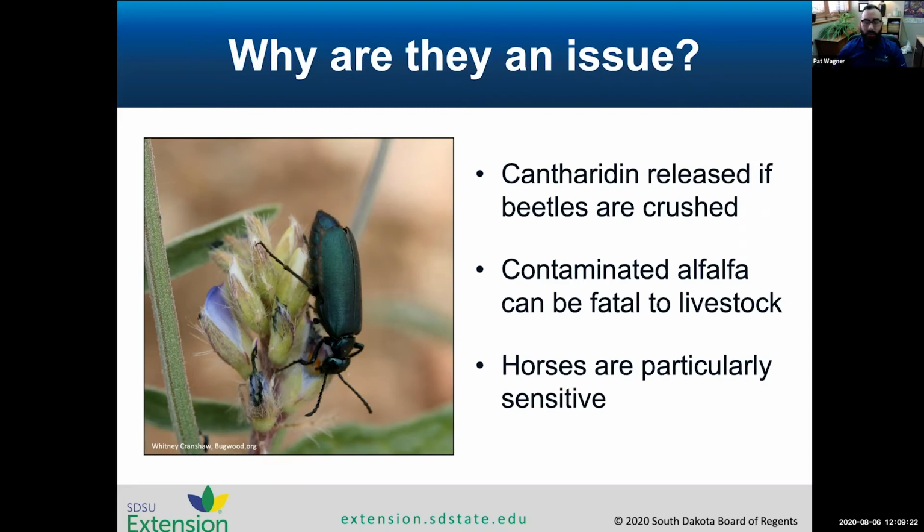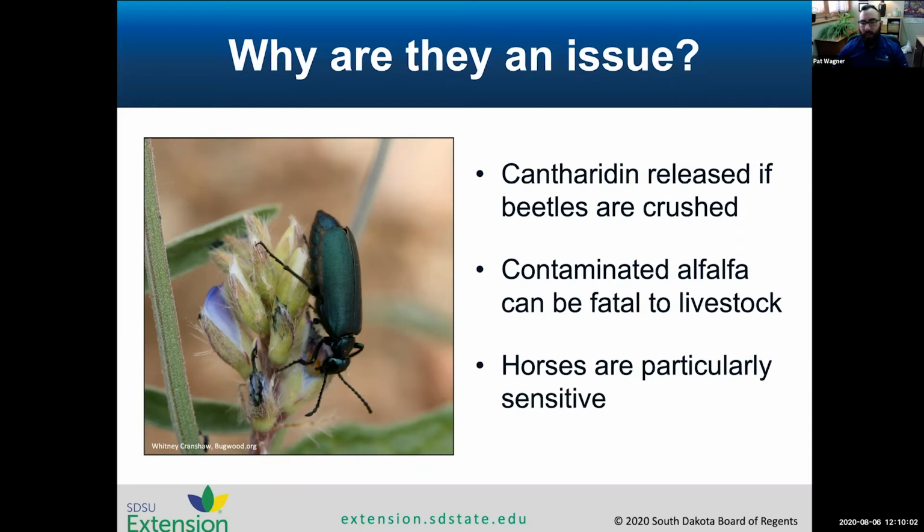This happens one of two ways. One being if the beetles are crushed and then that cantharidin ends up coating that hay, or even if the beetles aren't crushed and you have whole beetles that are baled up with that alfalfa, they can still contain that cantharidin. Even after they're dead, that chemical will still be viable inside them. So then when the animals go to eat the hay, they'll be chewing and breaking up those beetles that way.